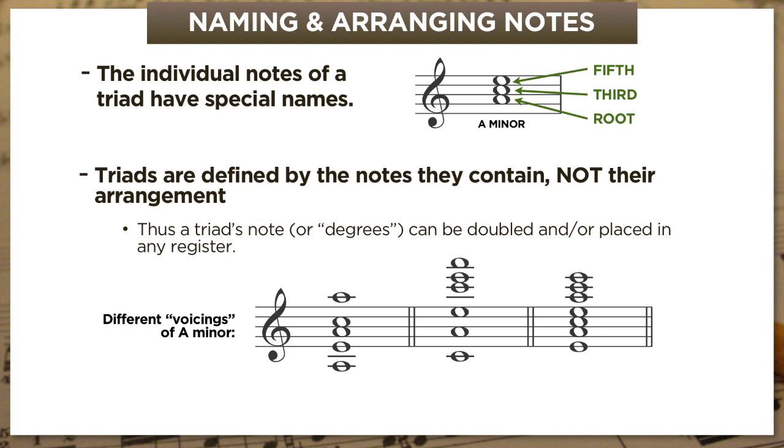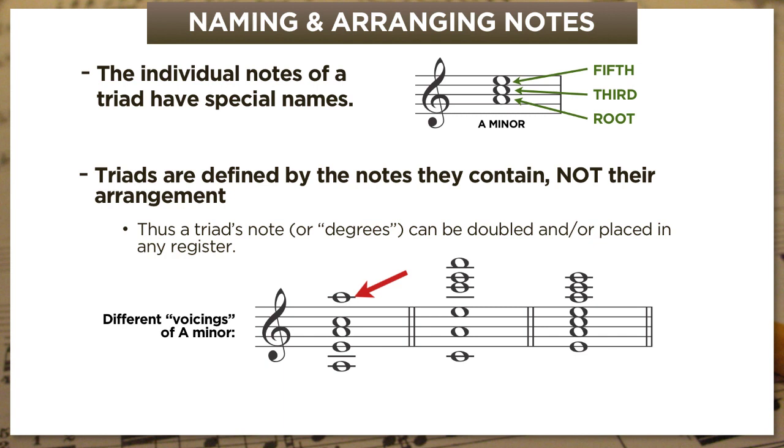Here we have the root at the very bottom. And then above that we have an instance of the chordal fifth, E. And then a doubling of the root above that. And then the chordal third above that. And then finally another doubling of the root on the top.